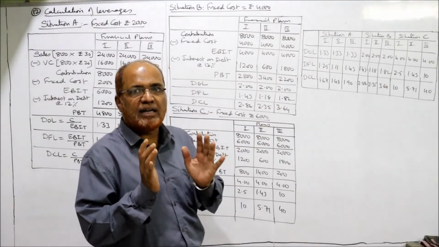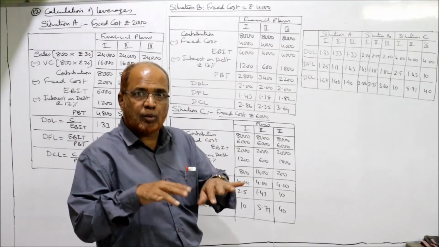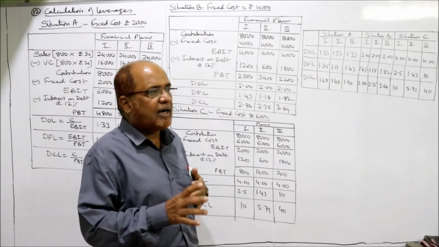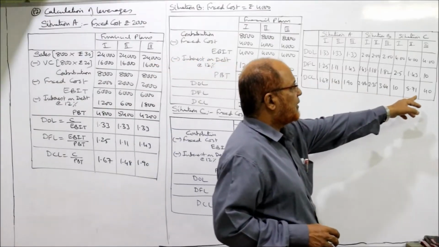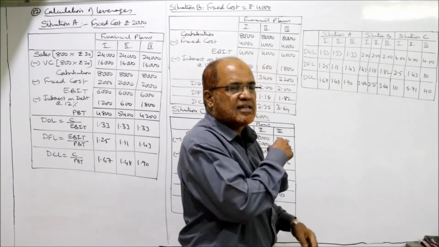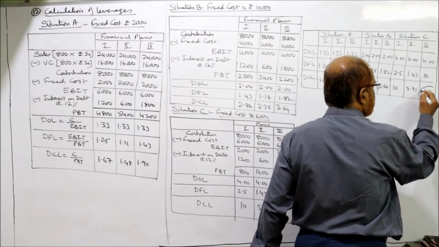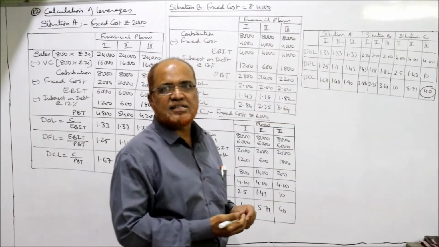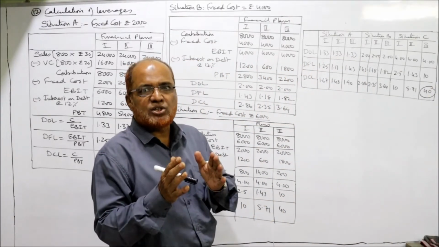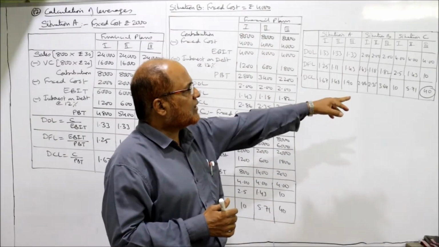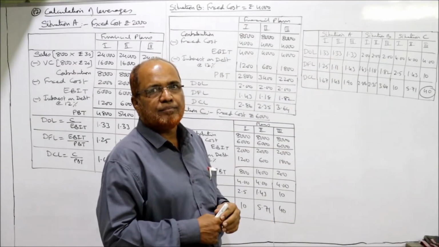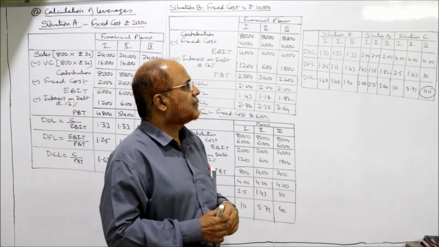Ultimately we need DCL, because DCL includes both OL and FL. So what is the highest DCL? The highest DCL in this case is 40. 40 is the highest DCL. In which situation, in which plan? The 40 is in situation C and financial plan 3.